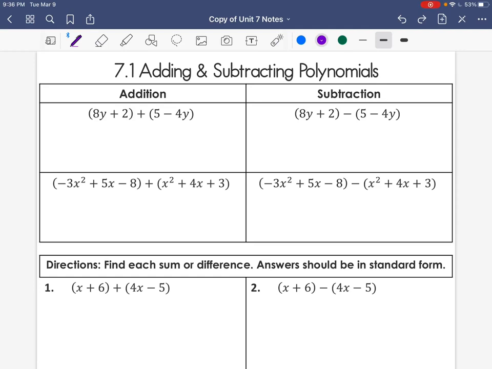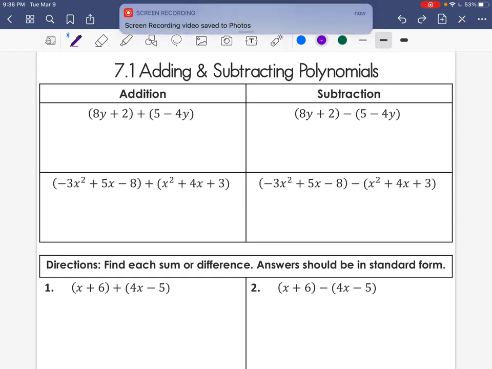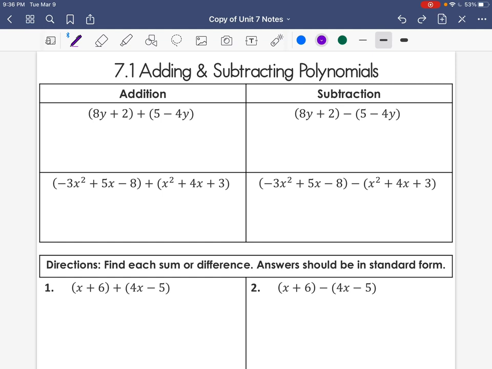All right, 7.1 is adding and subtracting polynomials. When we add and subtract polynomials, it is just fancy combining like terms. So what we have here is this polynomial getting added to this polynomial. Or better, this binomial is getting added to this binomial.